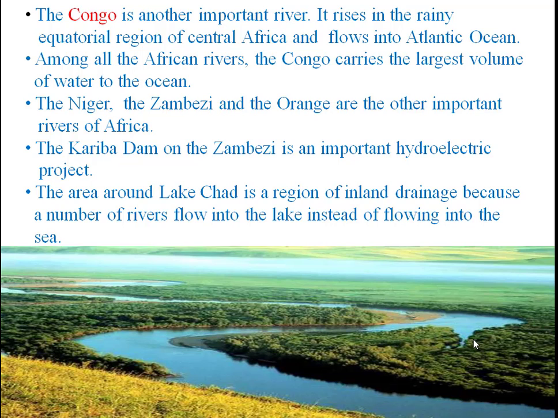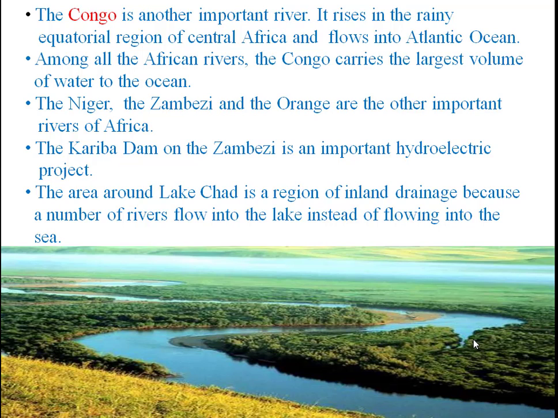The Congo is another important river. It rises in the rainy equatorial region of Central Africa and flows into the Atlantic Ocean. Among all the African rivers, the Congo carries the largest volume of water to the ocean. This is because its basin receives the heaviest amount of rainfall. The Niger, the Zambezi, and the Orange are other important rivers of Africa.